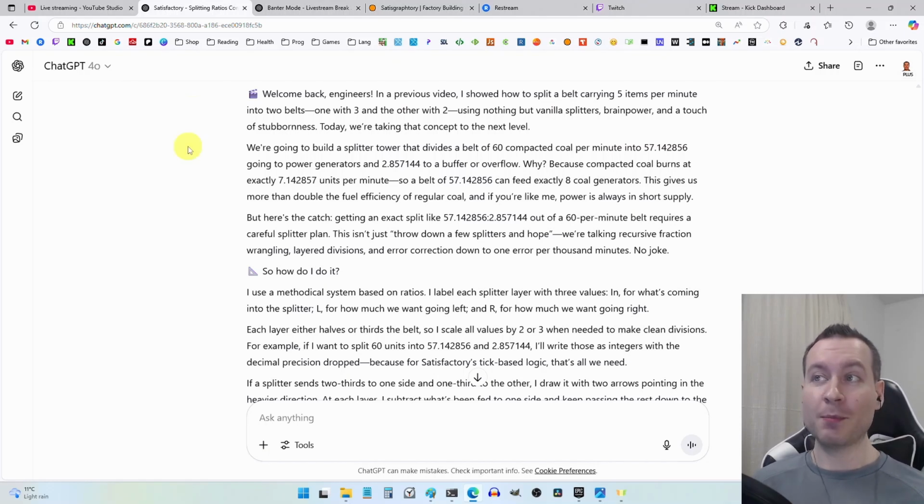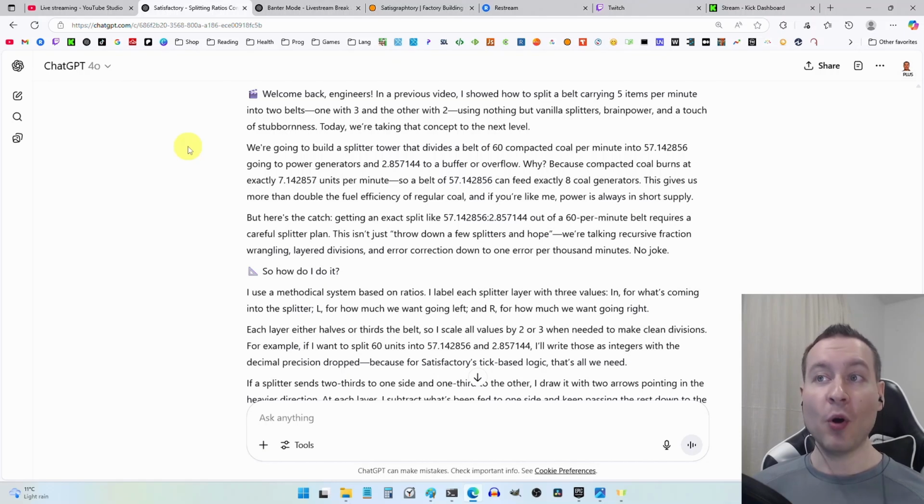We're going to build a splitter tower that divides a belt of 60 compacted coal per minute into 57.14286 going to power generators and 2.857144 to a buffer or overflow. Why? Because compacted coal burns at exactly 7.142857 units per minute. So a belt of 57.142856 can feed exactly 8 coal generators.